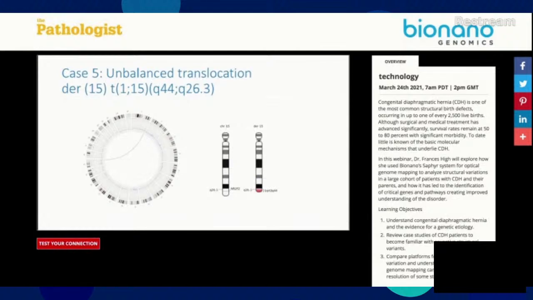So this is case 5. This is an unbalanced translocation between chromosome 1 and chromosome 15. You can see the circos plot here, and that pink line again going across shows the translocation between chromosome 1 and chromosome 15. This results in a derivative chromosome 15 with a deletion at the q terminus and a corresponding duplication of 1q.